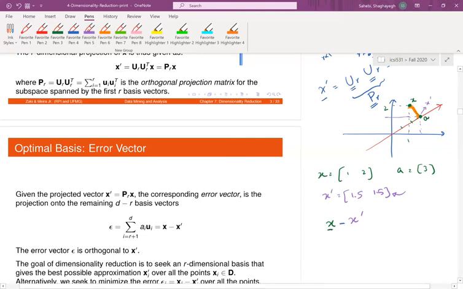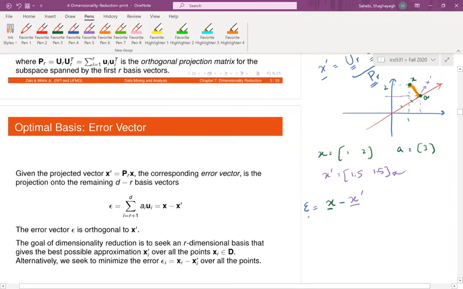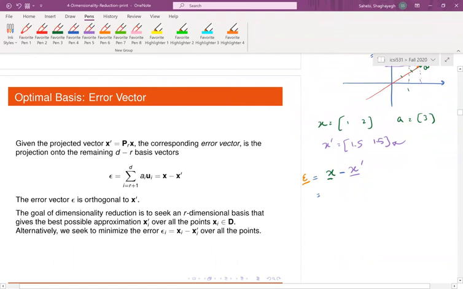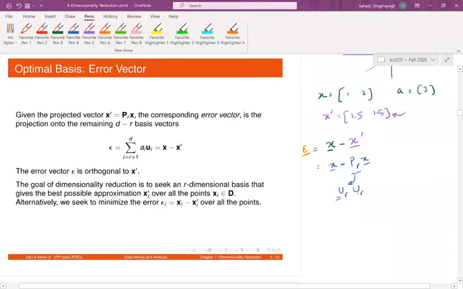So the error vector that I'm having is, let's call it epsilon. Epsilon is a vector that is basically equal to the difference between the original X minus the new X prime. So mathematically, this is basically equal to X minus PR X, right? PR being, as we have seen, UR multiplied by UR transpose.